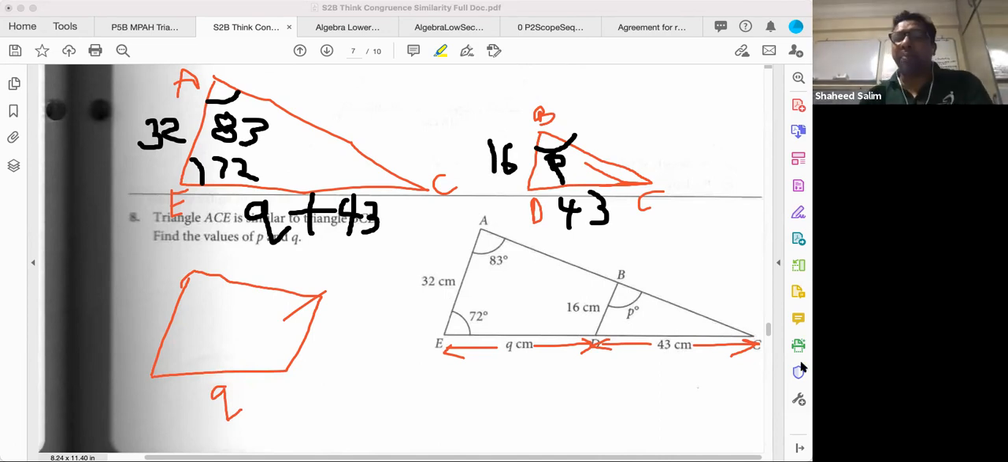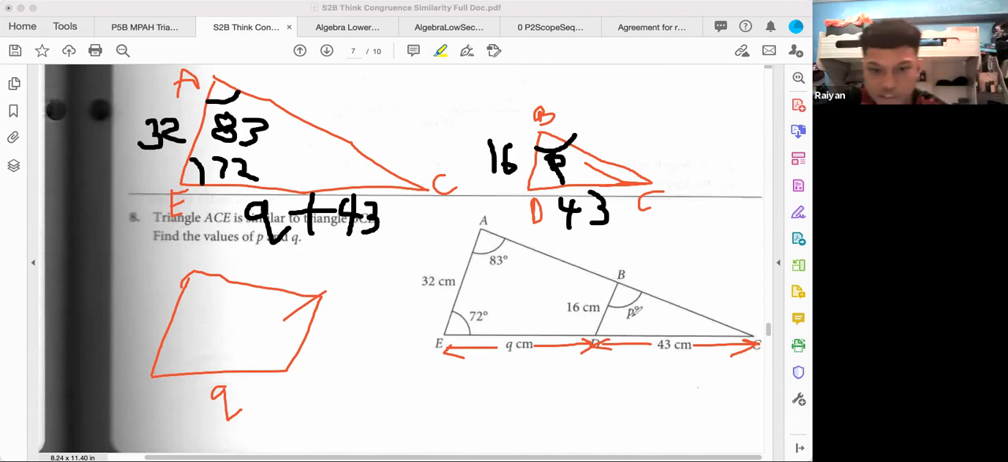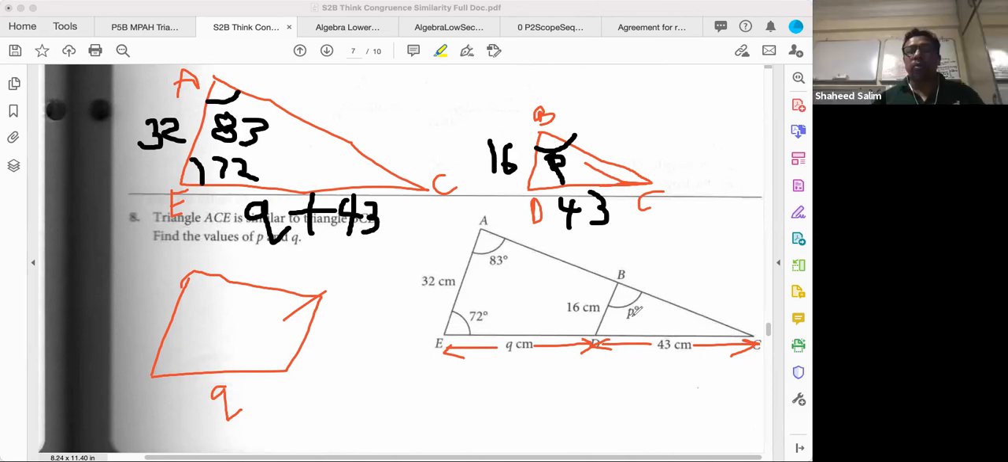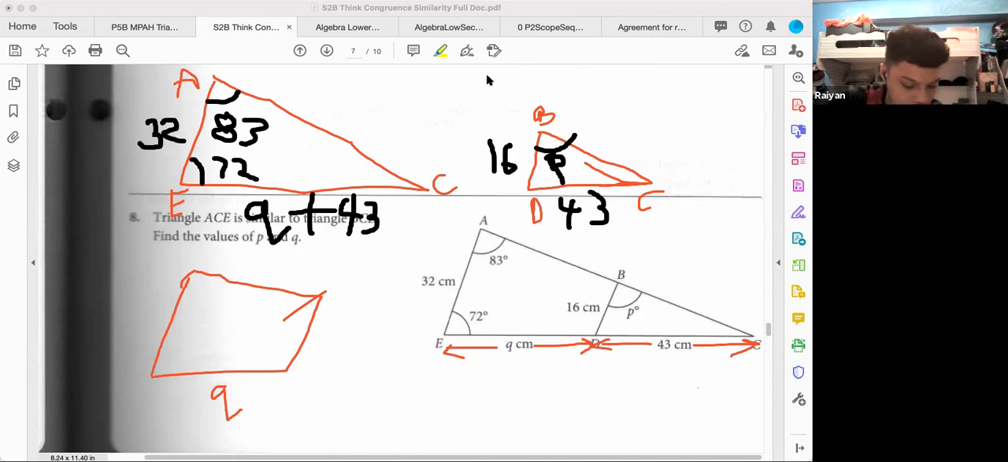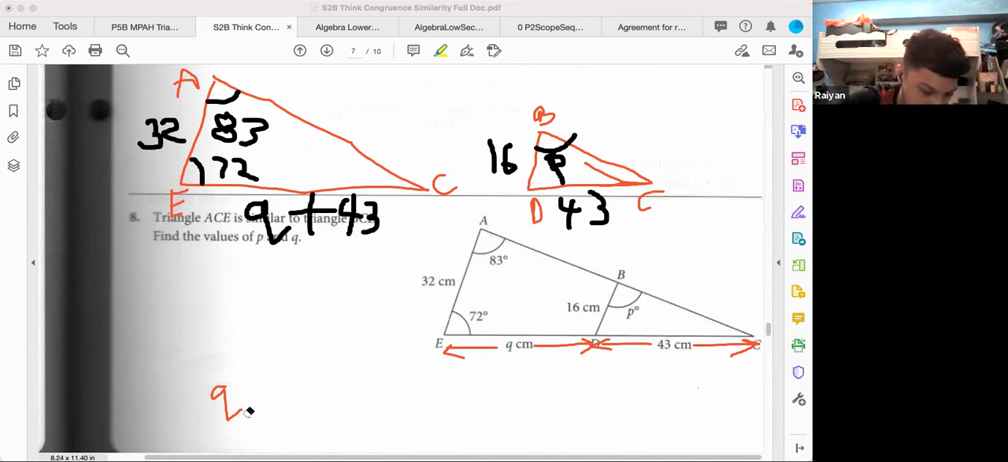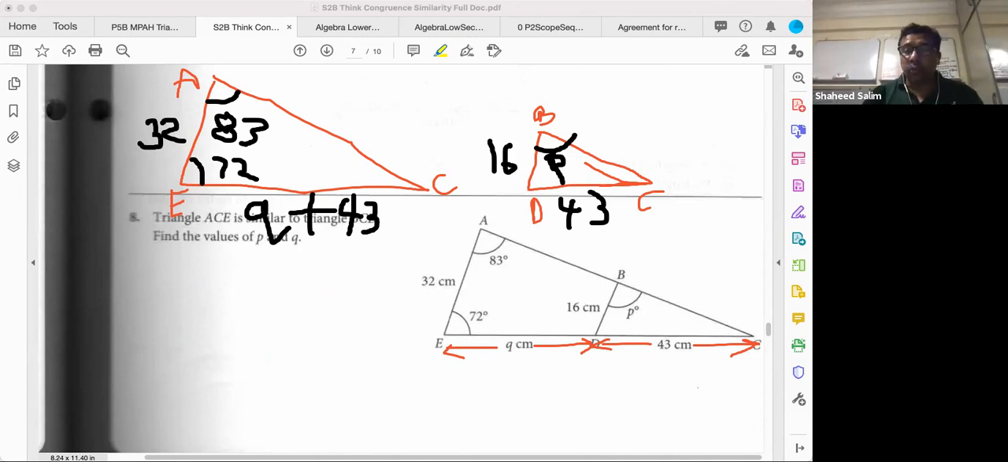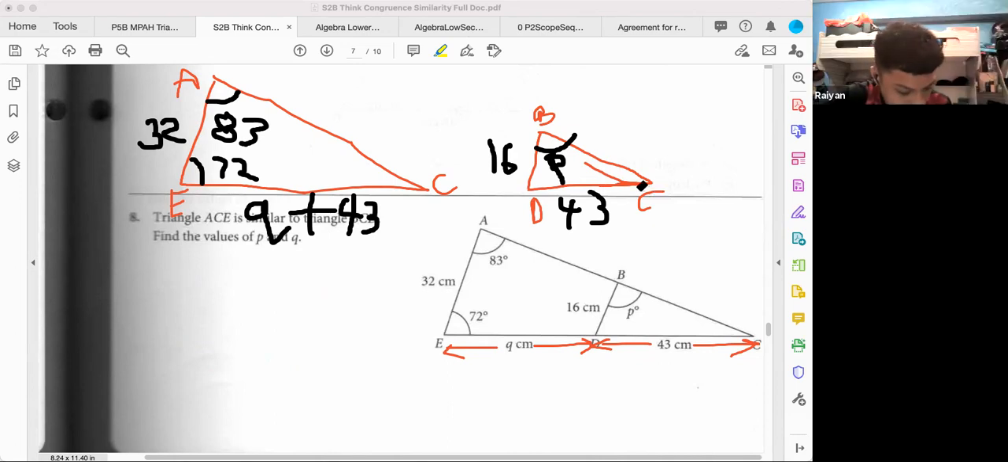What is the, okay, P, you know what's the answer, right? You just tell me what's the answer. 83. Okay, good. So now, can you tell me what's the ratio? 32 over 16. Okay, what is it? 2. Okay, so very simple, 2. Now they want to find what is Q. From small to become big, what do you do? Times by 2.